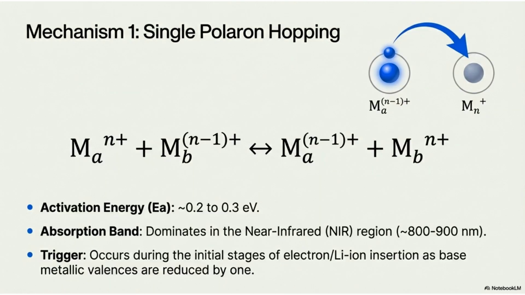Mechanism 1 is single polaron hopping. It has a low activation energy of about 0.2 to 0.3 electron volts. It dominates the near-infrared absorption band and is triggered during the initial stages of electron or lithium-ion insertion, as base metallic valences are reduced by 1.